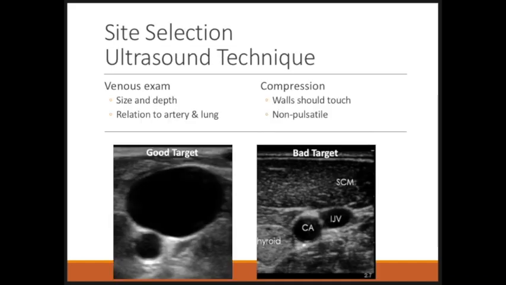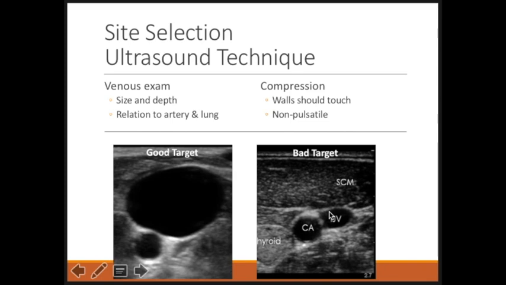Well, you want to use your ultrasound to do a good venous exam and ask yourself how big is the vein and how deep is it? So a good target would be a large jugular vein compared to the carotid and very superficial, very close to the skin. Versus this jugular vein, it's smaller than the carotid and much deeper, it'd be harder to hit, and you're more likely to have complications digging around and trying to hit this vein.